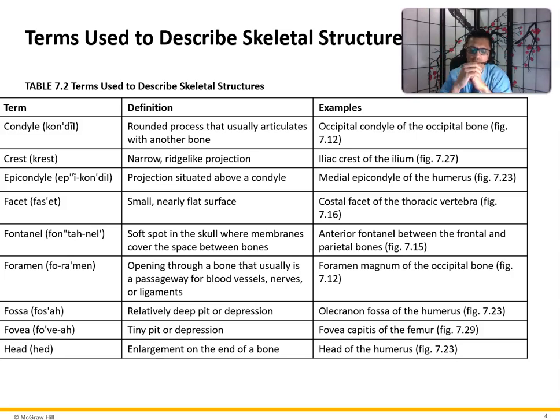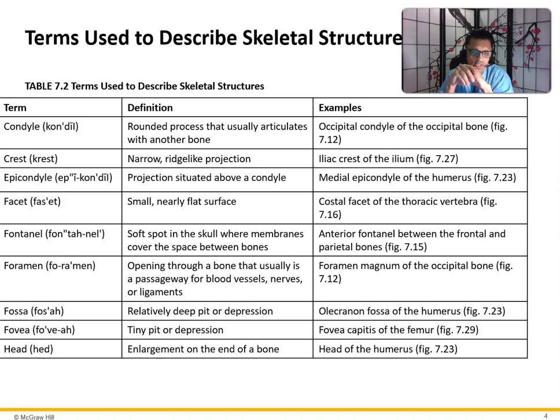They have mastoidal and sphenoidal fontanelles, and I'll talk about those a little bit later. Foramen is an opening through a bone that usually is a passageway for blood vessels, nerves, or ligaments. Foramen meaning opening, magnum meaning large. So the foramen magnum is right here. That's what your spinal cord goes through.